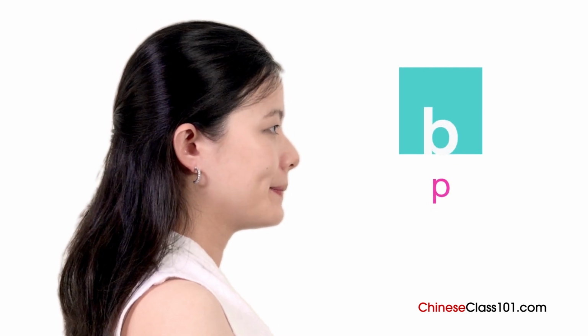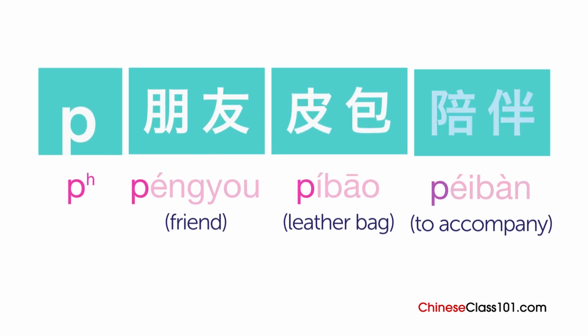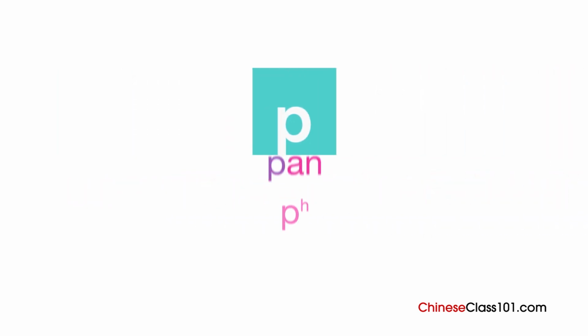The next consonant is p. 朋友皮包陪伴. This is the aspirated version of the P sound as it occurs in the word pan.